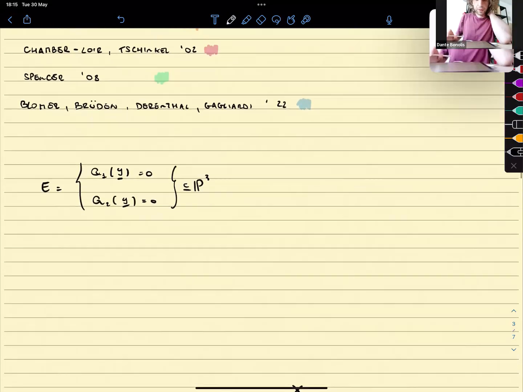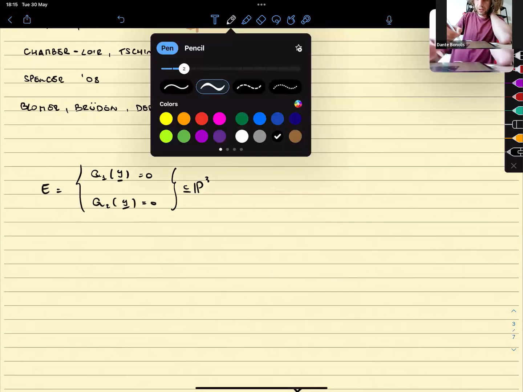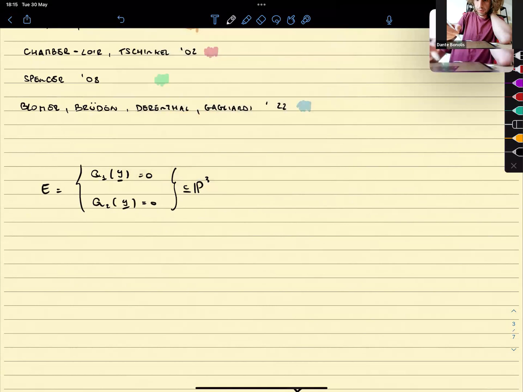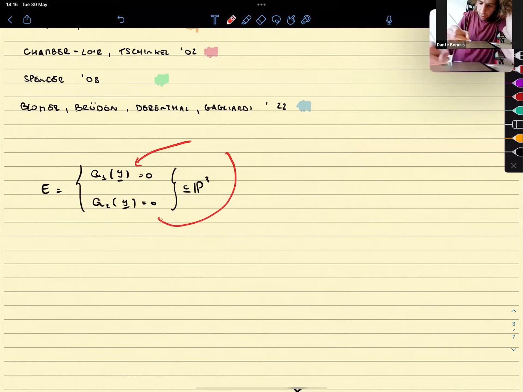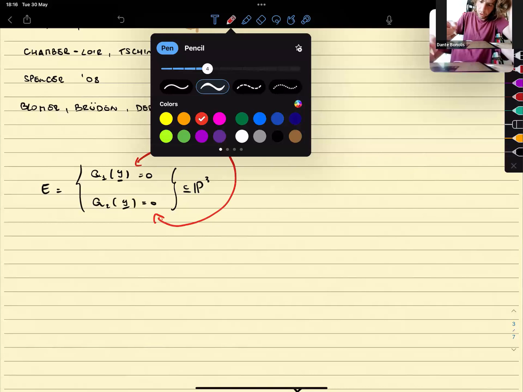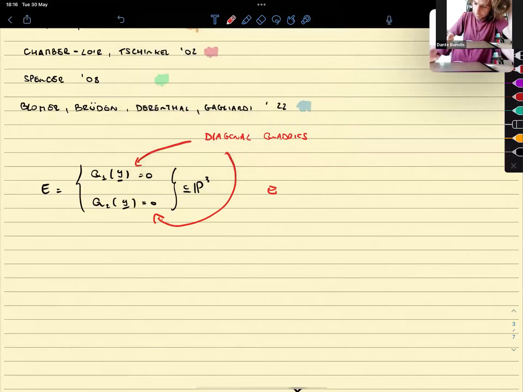So we start by considering genus one curves. Basically, this is going to be the intersection of two quadrics. We consider two quadrics, Q1 and Q2, which are going to be two diagonal quadrics in four variables. We also require E to be smooth, so it means that the intersection between these two quadrics is smooth.